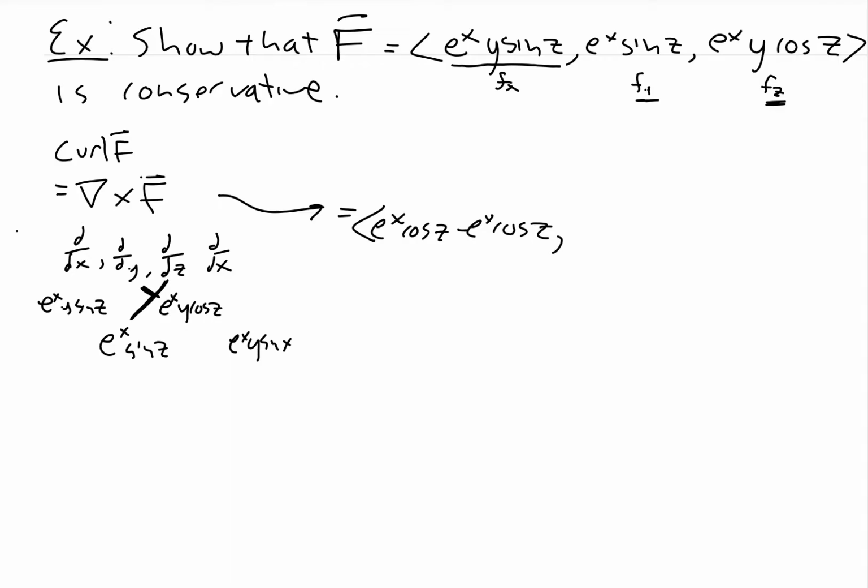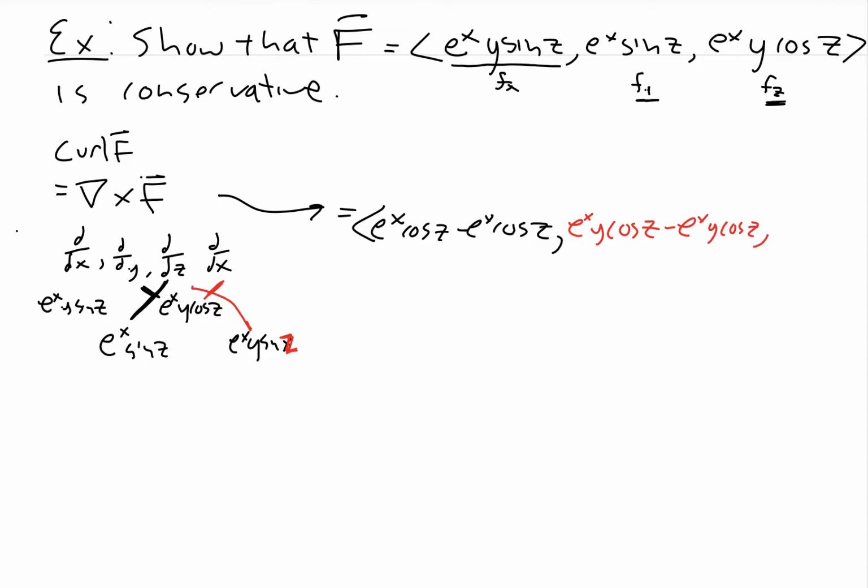For my y component, I'll switch to another color here. I am now looking for my z partial of this function minus my x partial of this function. This should be a z over here if I had copied this correctly. If I take my z partial, that sine z is going to turn into a cosine z. If I take my x partial that I need to subtract off, the exponential function doesn't do anything. So again, I'm getting things that cancel out.